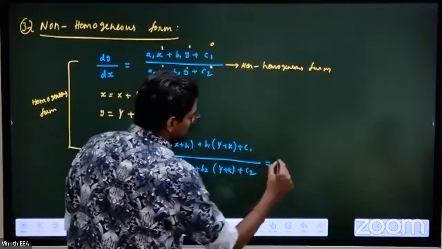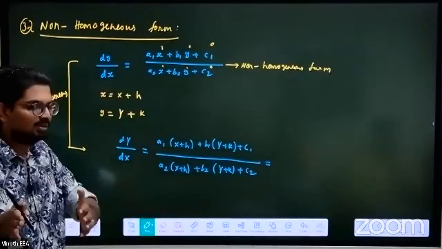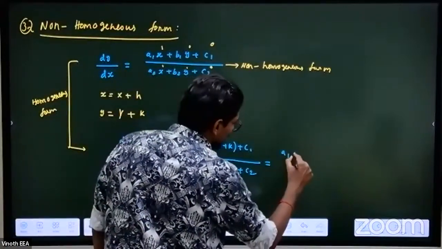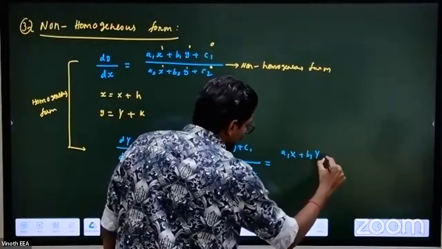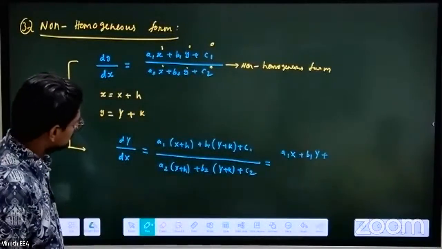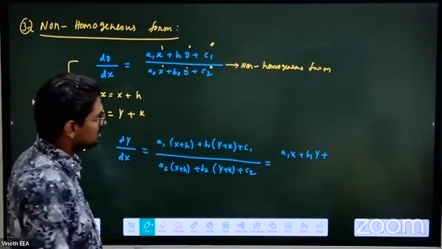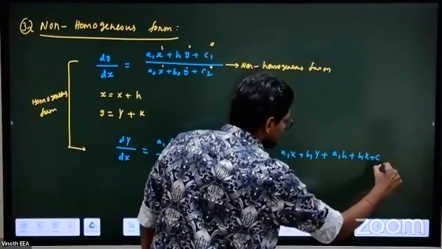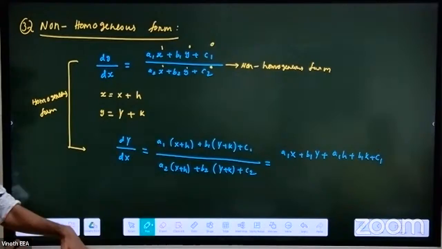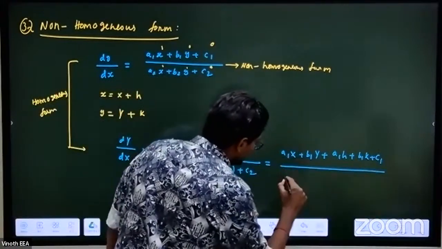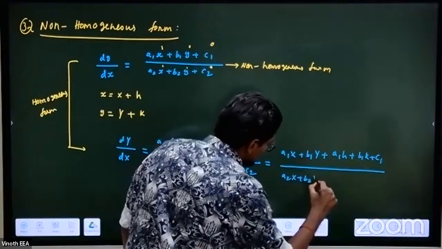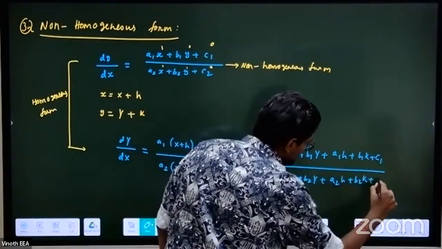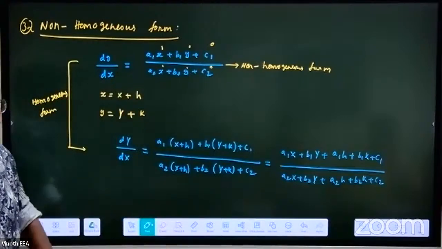This will be equal to what? Just எல்லாத்தையும் rearrange பண்ணி variable ஒரு சைடு, constant எல்லாம் ஒரு சைடு எழுதிடுறேன். a1x plus b1y plus, just constants alone, a1h plus b1k plus c1. Denominator எல்லாமே 2 வரும், but all are same: a2x plus b2y plus a2h plus b2k plus c2. Okay, right? It's not over.